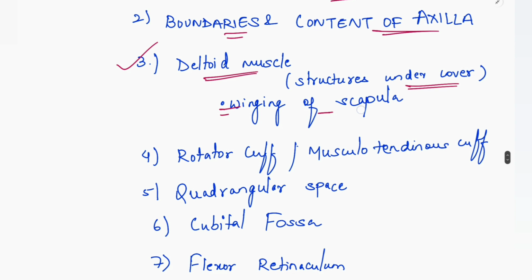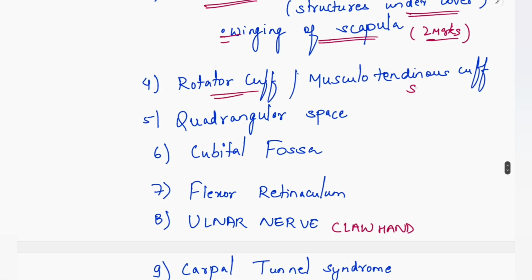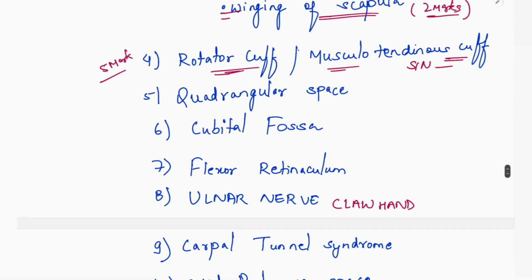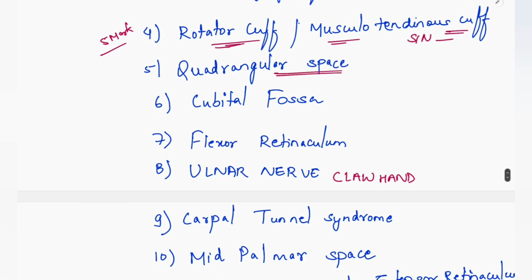And the applied, that is winging of scapula, you can get a 2-mark question on this also. So this is important. Then there is a 5-mark short question that can come, that is rotator cuff. Rotator cuff or musculotendinous cuff, all the muscles that make up the rotator cuff, the SITS muscles, like now we call it SITS muscles: supraspinatus, infraspinatus, teres minor, subscapularis. So they form the rotator cuff and it can also come in the 5-mark question. Then the quadrangular space and triangular space, a 5-mark question can come on this.